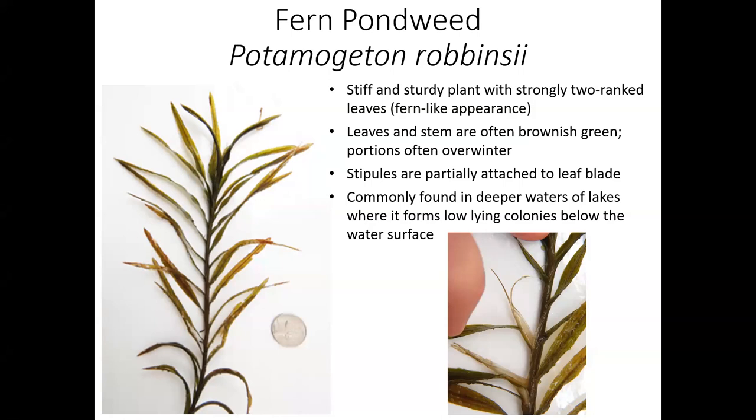You'll notice that the color of this plant isn't really bright green. Many times it is brownish or an olive green color, and it will go dormant as the season starts to cool off. Portions of this plant tend to overwinter at the lake bottom, and the following season the plant will regrow off of last year's stem.